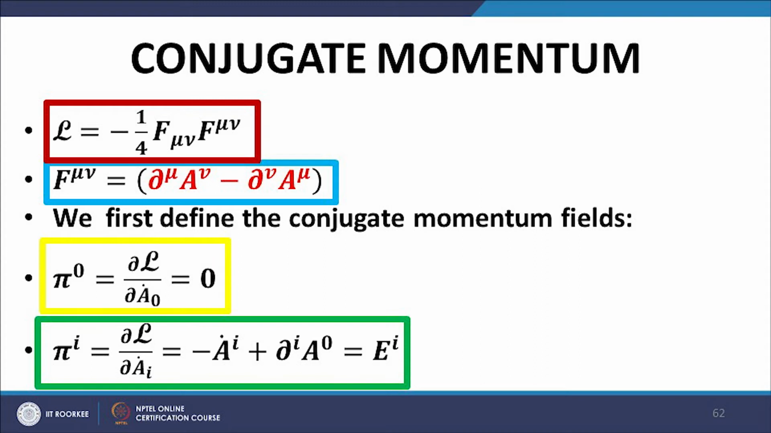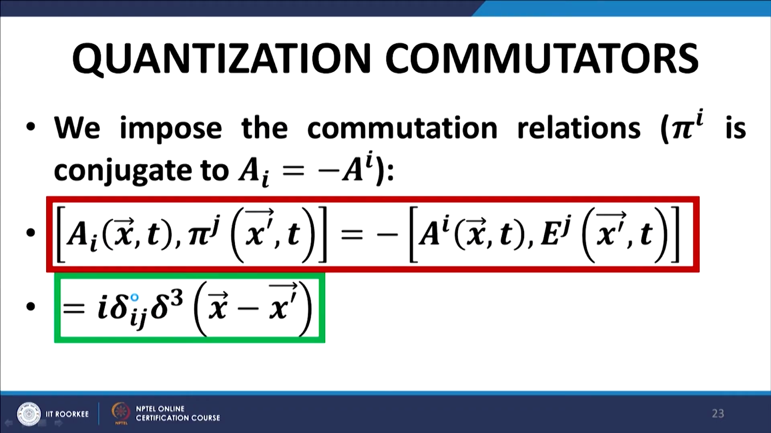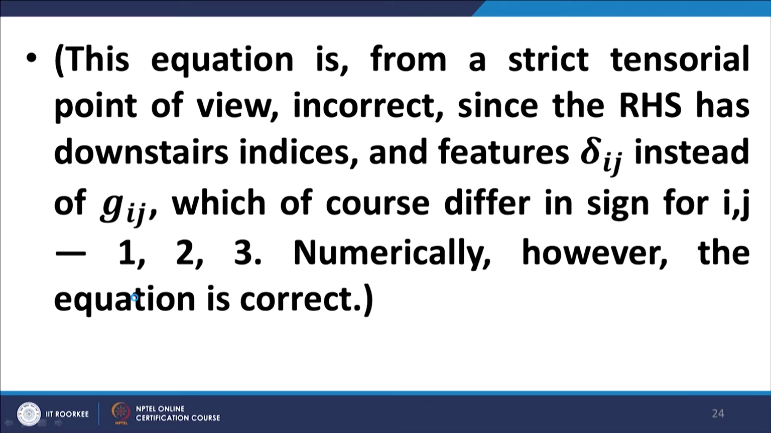The time component of the conjugate momenta vanishes, and the spatial component of the conjugate momenta represents the electric fields. And therefore, the quantization commutator that we desire, or we attempt, or we postulate, is given by the expression here in this slide, which is self-explanatory. So, let us carry on.